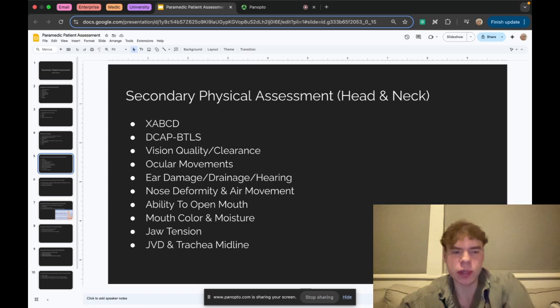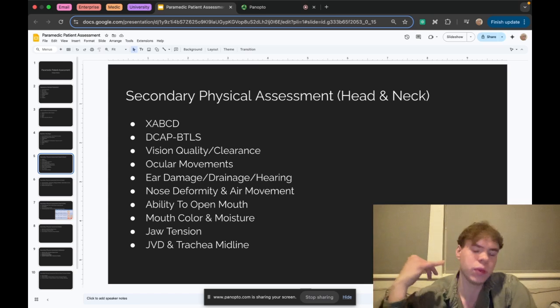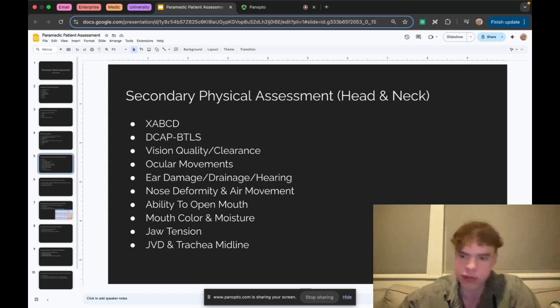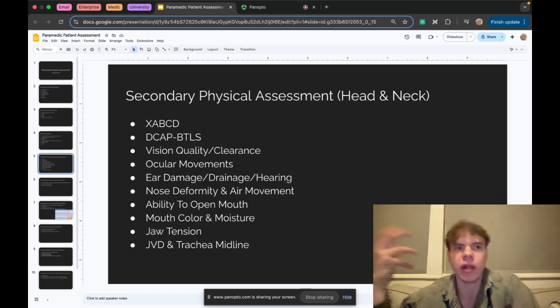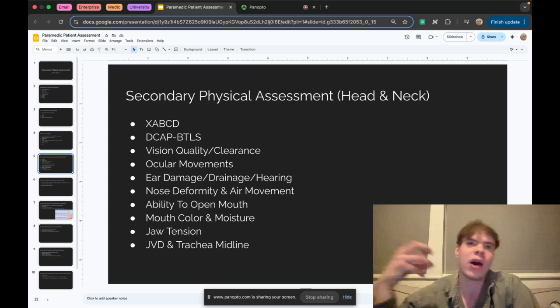Secondary physical assessment. Obviously, when we arrive on scene and we get called to a patient, there are other things that we notice first. We notice how the patient is talking to us first. We can get a good baseline of the general condition by just talking to the patient, allowing them to tell us what's wrong, allowing them to tell us what we can help them with.